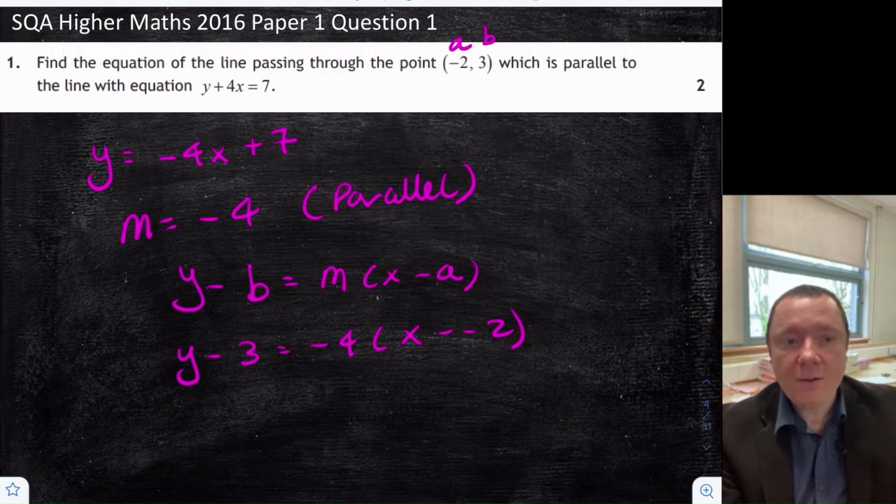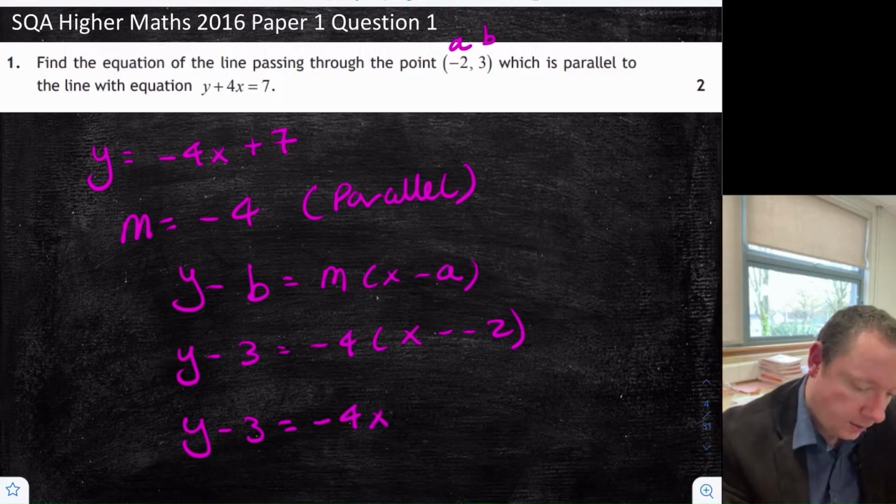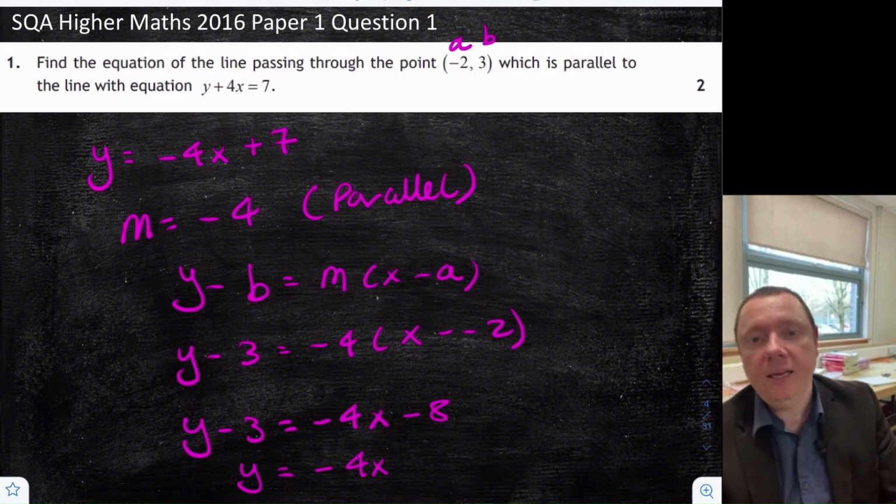Okay. And then we can just work that out. y minus 3 is minus 4x. 4 times 2 is 8, so it's minus 8. So y equals minus 4x minus 8. Add 3 is minus 5.